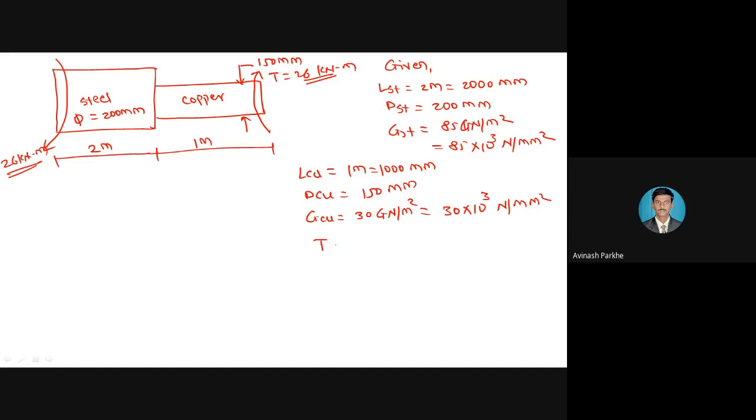One common parameter is given: capital T is equal to T of steel is equal to T of copper is equal to 26 kilonewton meter, but I have to convert it into Newton mm. So 26 into 10 raised to 3 converted into Newton, and again meter is converted into mm, again 10 raised to 3. So you will get capital T is equal to 26 into 10 raised to 6 Newton mm.